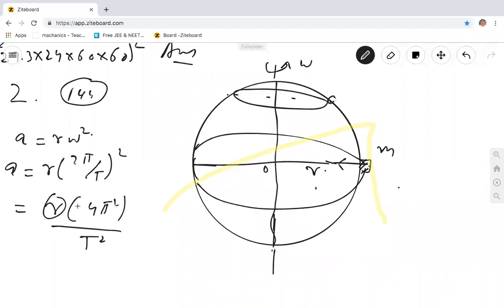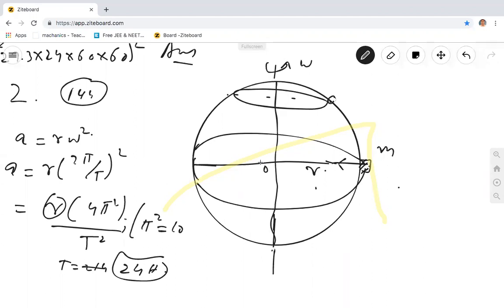R is given, radius of the Earth, 12800, whatever he gives. Time period is 24 hours. If you substitute these values, you can get the answer. But pi square you substitute as 10. So it is all done.